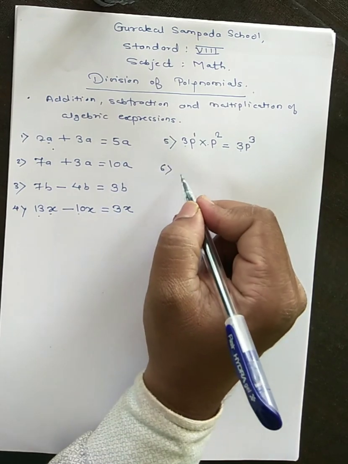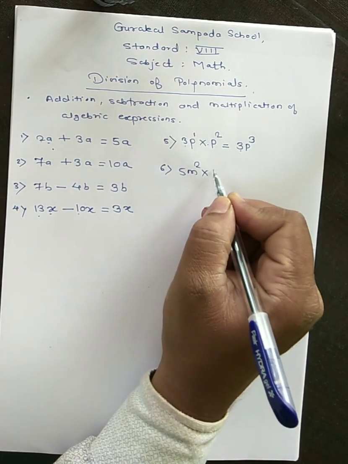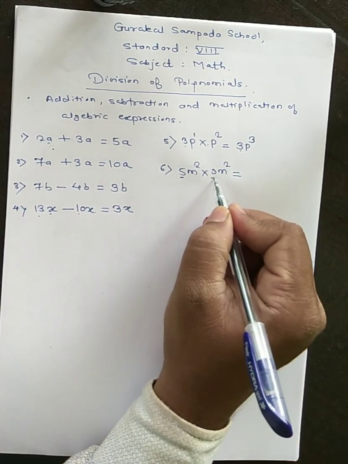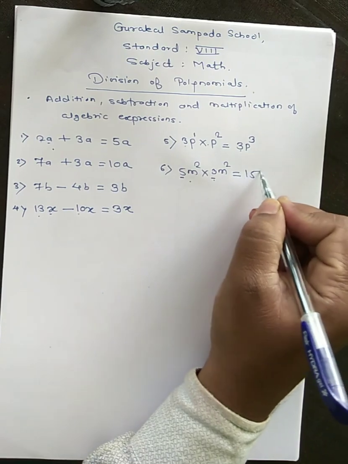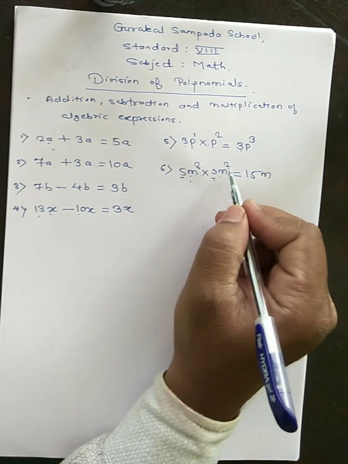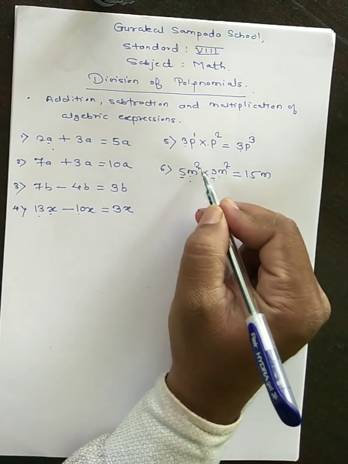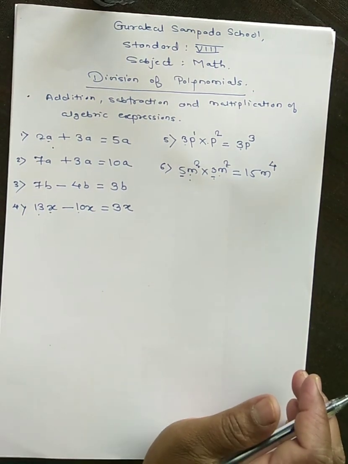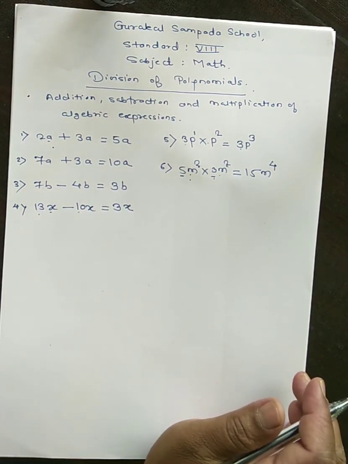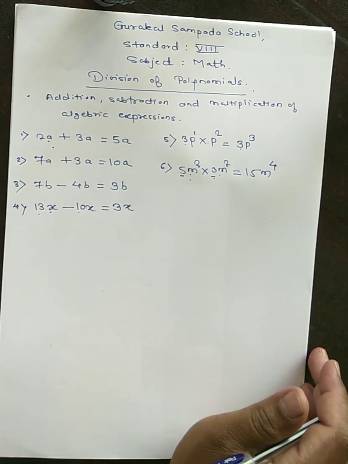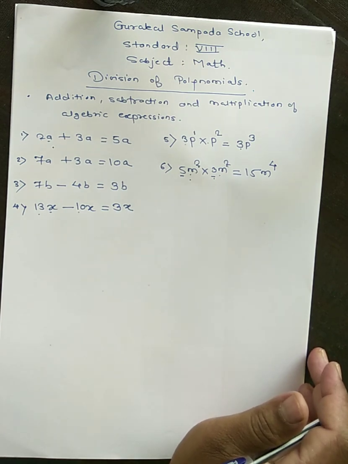The next one is, suppose, 5m square into 3m square. So again the coefficients are 5 and 3, so 5 threes are 15. Then the variable is m, and here the power is 2, and here the power is also 2, so they can be added, 2 plus 2, so 15m raised to 4. So we already studied addition, subtraction and multiplication of algebraic expressions. Now we are going to study the division of polynomials.